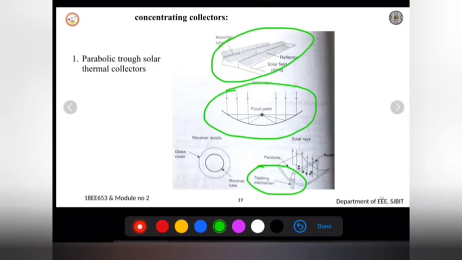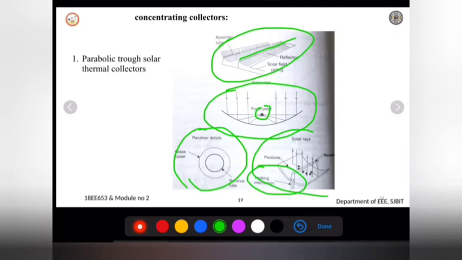Once again, we have a focal point. The focal point is a tube which is shown here, in the center. All the radiation will be focused at that tube to increase the temperature. And this is how the receiver will be. This focal point has a glass cover around the receiver tube, so that I can avoid the heat loss from that tube. And this is how the tracking mechanism will be done. So this is my parabolic trough solar thermal collector.